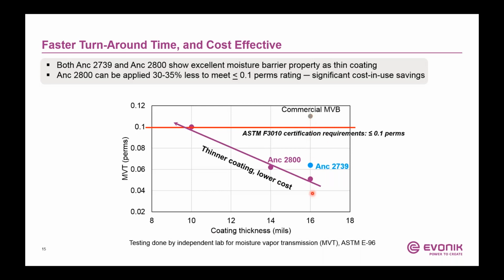And what we see is a commercial moisture vapor barrier at 16 mils is just above the 0.1 perm target. With Ancamine 2739, at 16 mils you easily meet the 0.1 target. We only have one data point for 2739, but with 2800 we have 3 data points. We actually went down to even 10 mils coating thickness, and even at 10 mils thickness, you do pass the 0.1 perm rating. That pretty much means that you can apply 30 to 35% less material to meet the 0.1 perms, which is again significant cost and use savings for our customers.